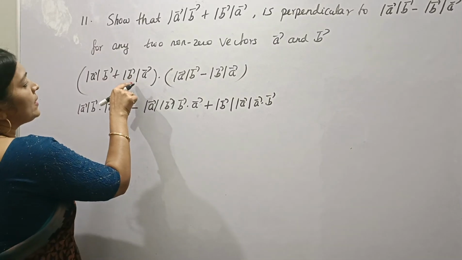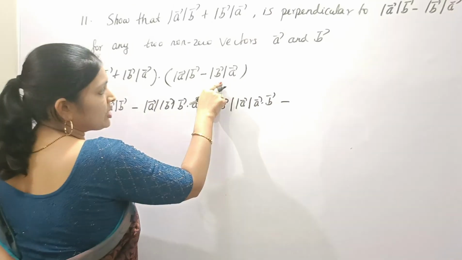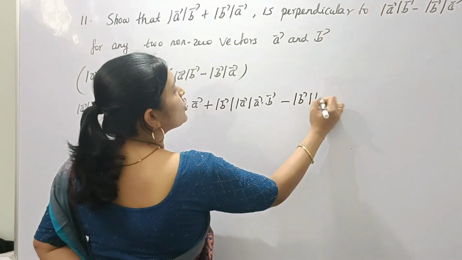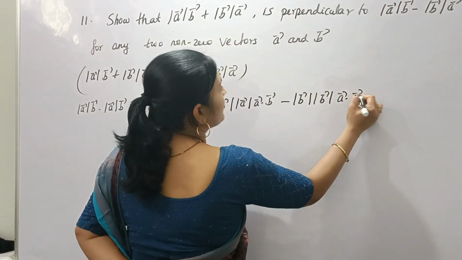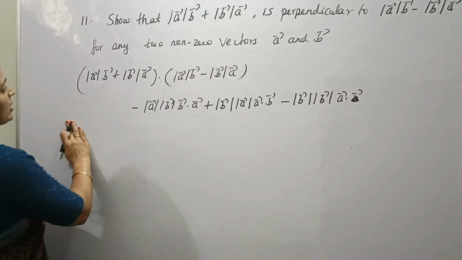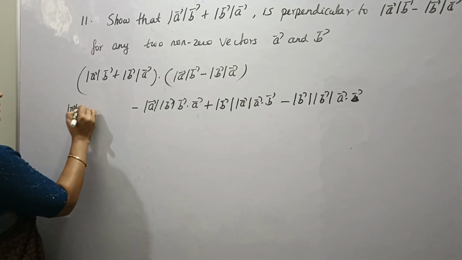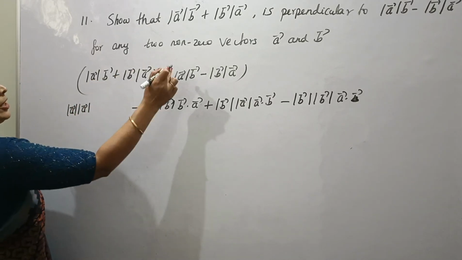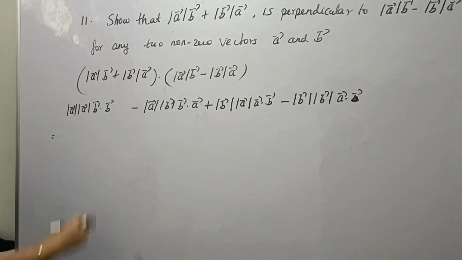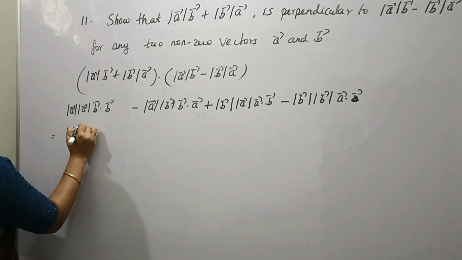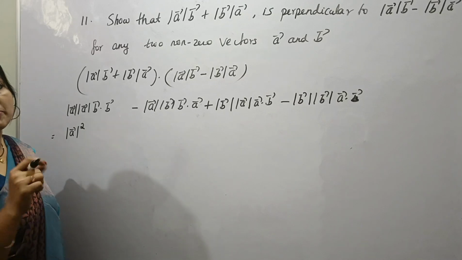Next are these two terms, right? Minus modulus vector B into modulus vector B, that is modulus vector B into modulus vector B, vector A dot vector A. Here also, in the first term, modulus vector A, because it's a real number, modulus vector A, vector B dot vector B. Then it is equal to modulus vector A square, and vector B dot vector B is nothing but modulus vector B square, right?